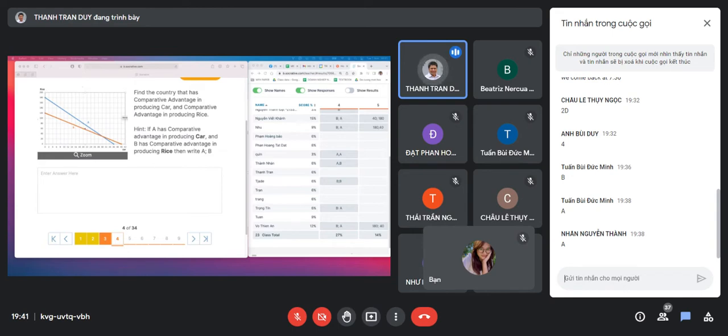You take 120 divided by 40, right? So you got 3. So which country has the lower opportunity cost, A or B? B. B, right? So B has comparative advantage in producing car, and A has comparative advantage in producing rice.